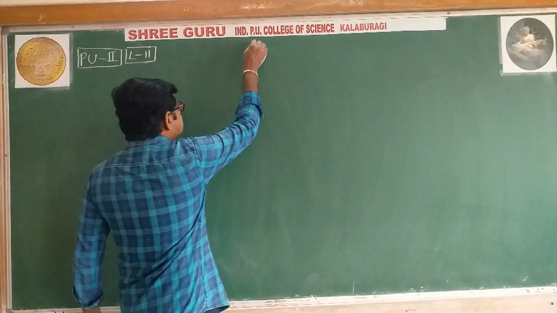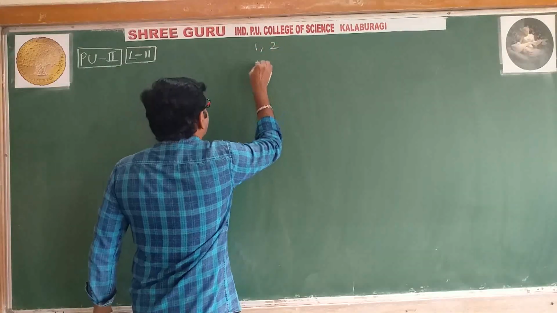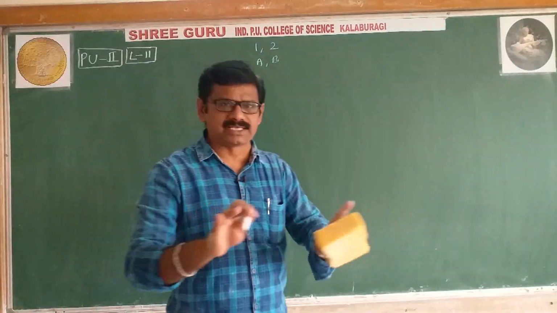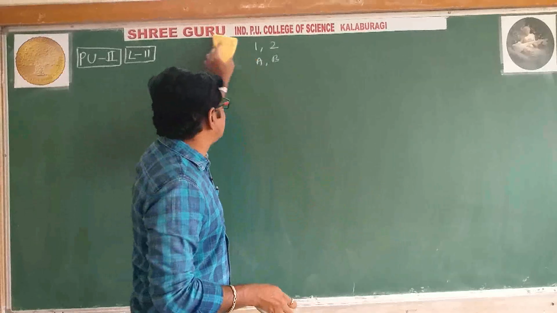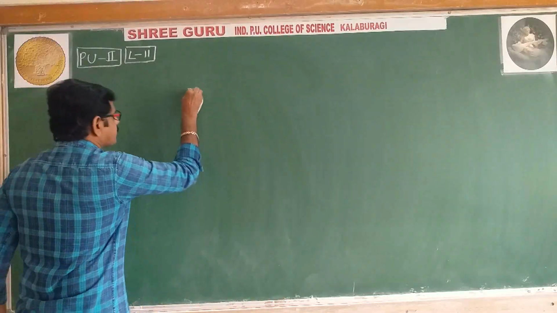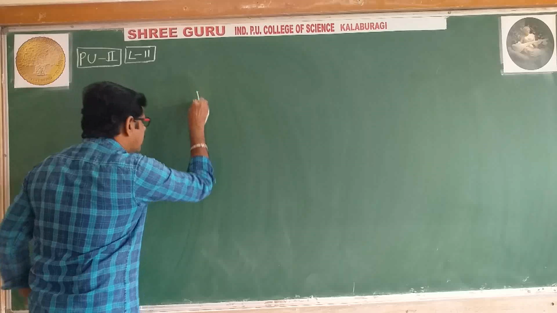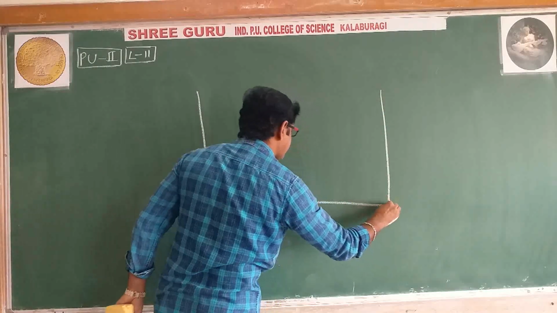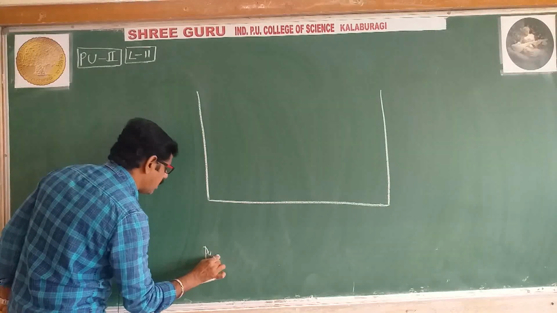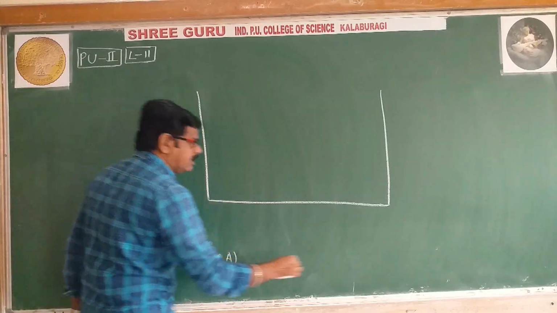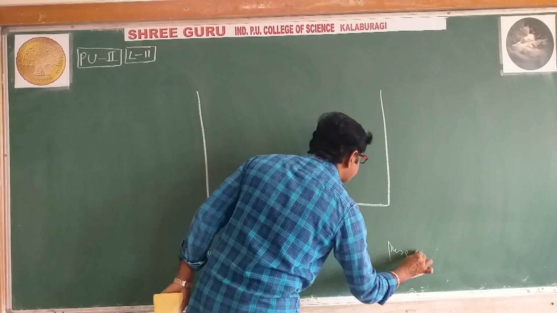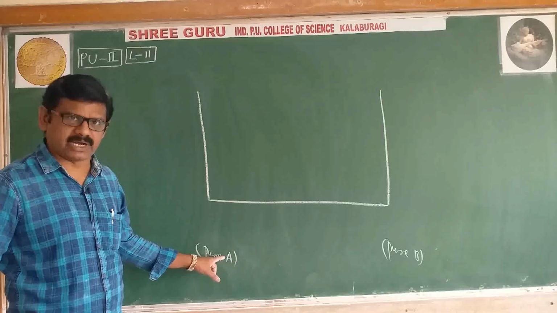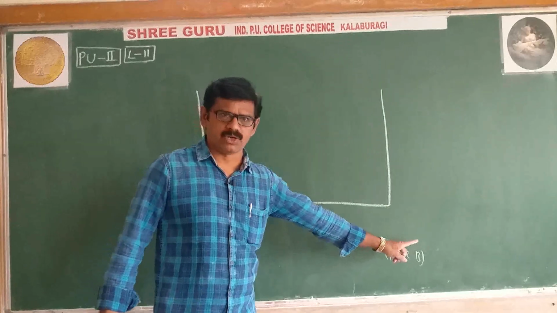We'll do one thing. Instead of taking components 1 and 2, I'll now take components A and B. Anyone we can take, no restriction, remember. According to the NCERT book, I'll take it now. On the y-axis is pressure, and on the x-axis is mole fraction. On the left side I will take pure A, and here pure B. In the last class we took pure component 1 on this side and component 2 on this side.